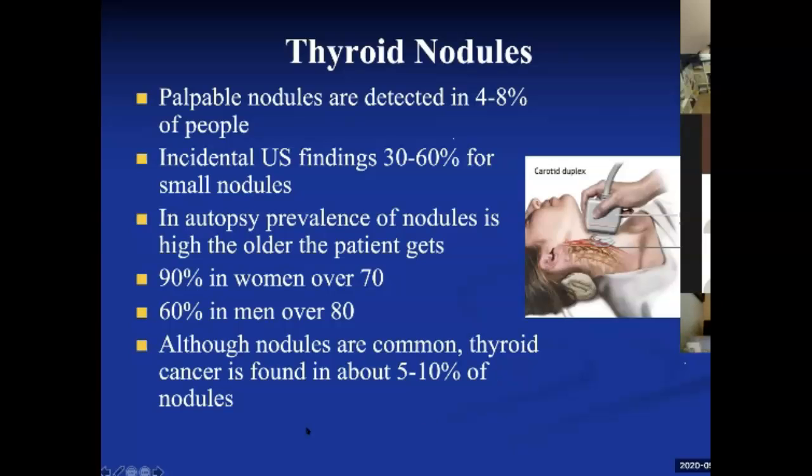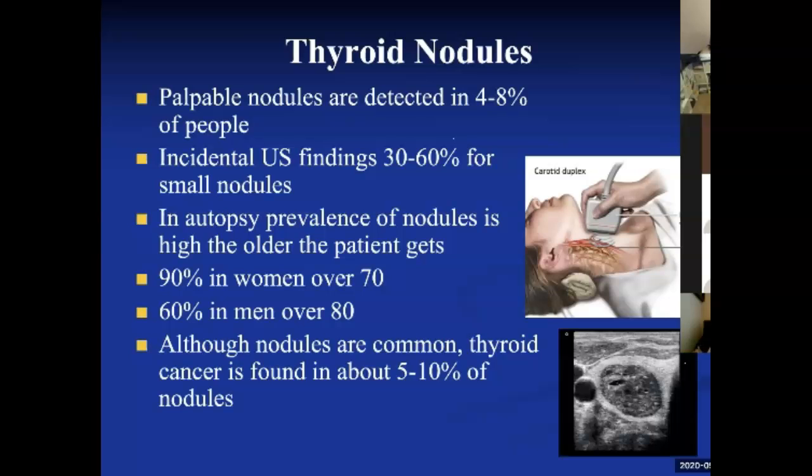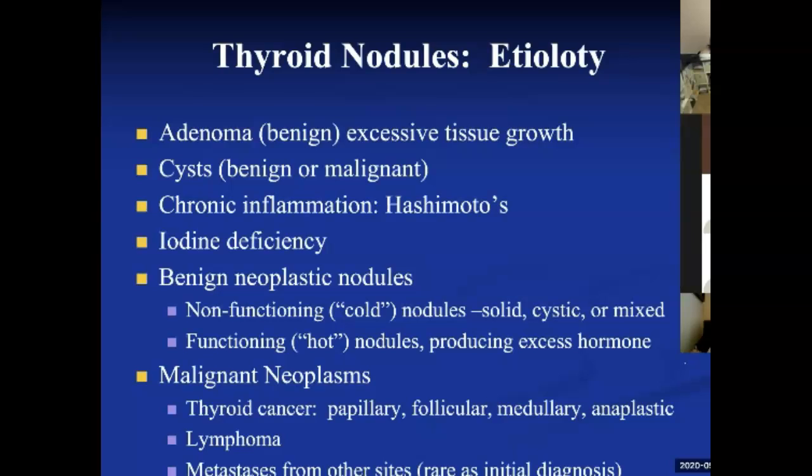So thyroid nodules are common. Cancer is found in 5 to 10% of nodules. But it does happen. A couple of years ago, I had a 30-year-old who had thyroid cancer. And she interestingly worked in radiology. And so my guess is that she'd been exposed to enough radiation that she got thyroid cancer. Oops. All right. So we talked about the adenoma, which is just excessive tissue growth of the thyroid.